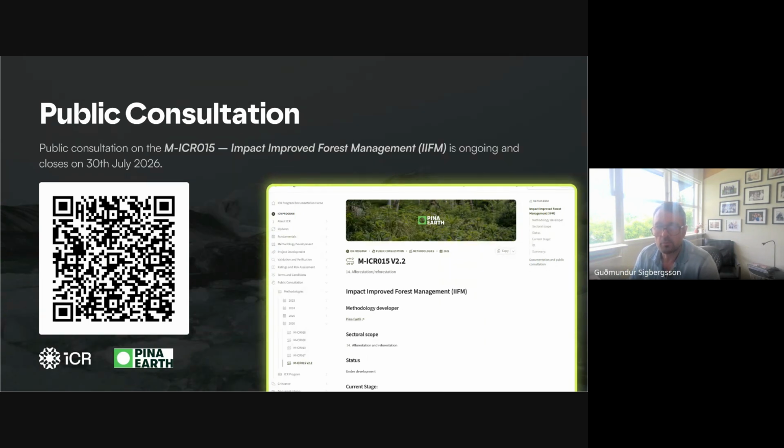Stakeholder feedback is essential for ensuring that the methodology is robust, transparent, practical to apply, and aligned with environmental integrity. Following the public consultation, we will consolidate the comments and share them with the developer and later the VVB. The developer will then respond to the comments and revise the methodology as appropriate before it proceeds to final validation and further review.